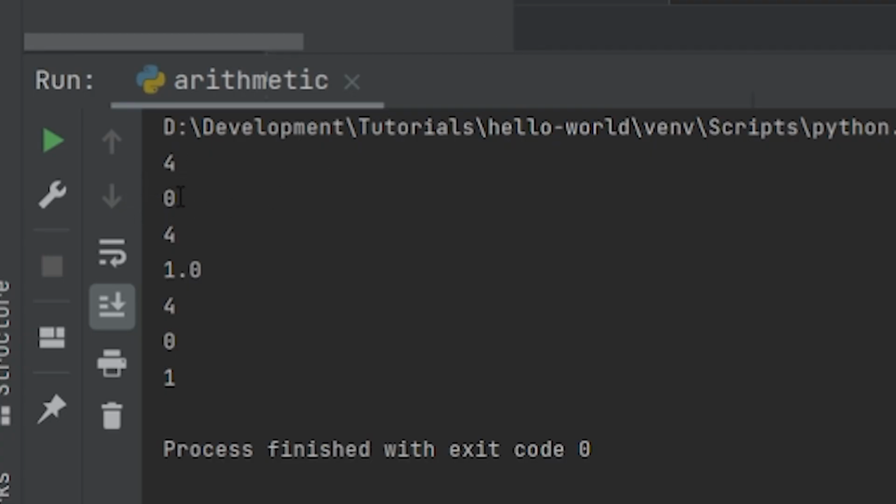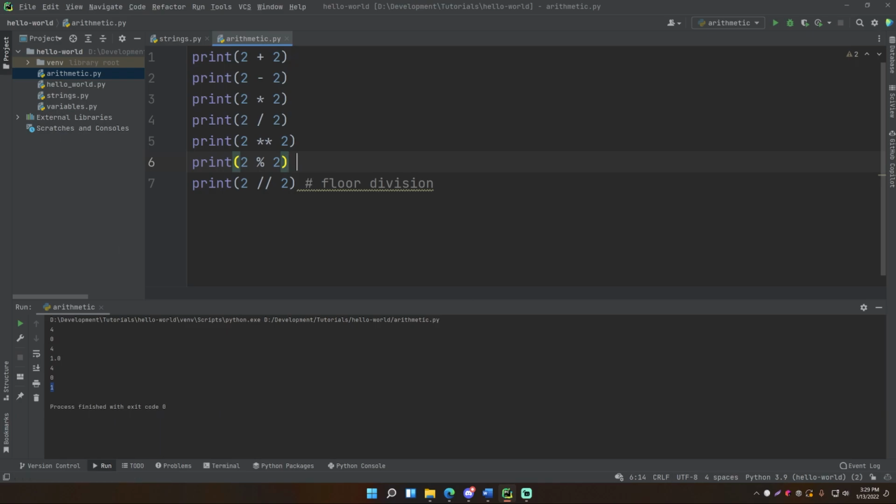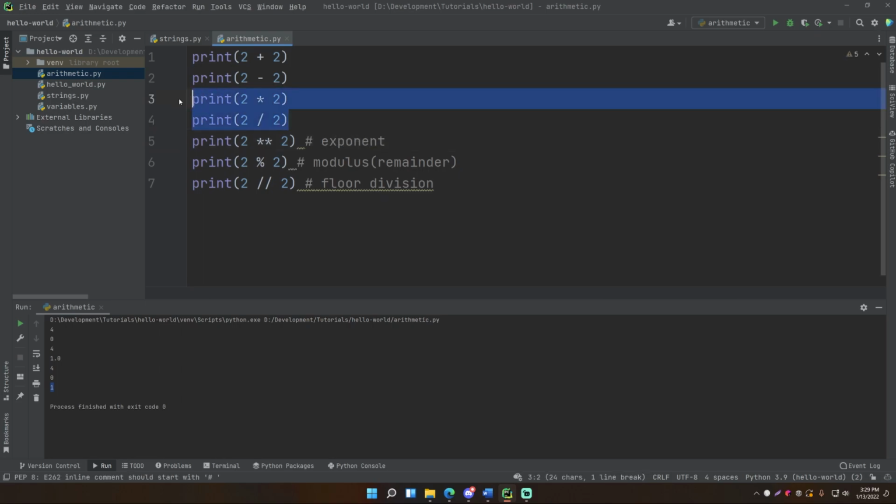So 4, 0, 2 times 2 is 4, 2 divided by 2 is 1, 2 to the power of 2 is 4, 2 modulus 2, or 2 divided by 2, the remainder of that is 0, and then finally 2 divided by 2, but chop off the decimal points, 1. There we go. So again, this one is called modulus, or a remainder, and this one is exponents or exponent, and then everything else is pretty self-explanatory: division, multiplication, adding and subtracting. All right, so these are the basic math operators you can use in Python.